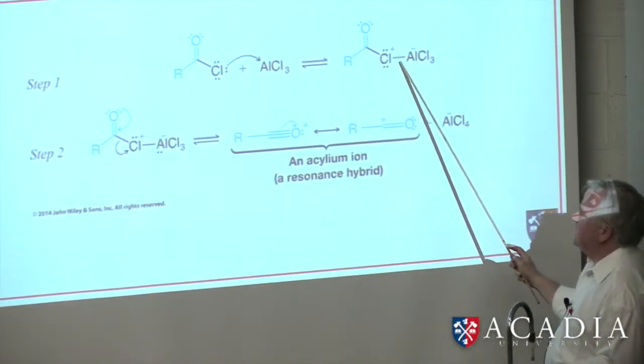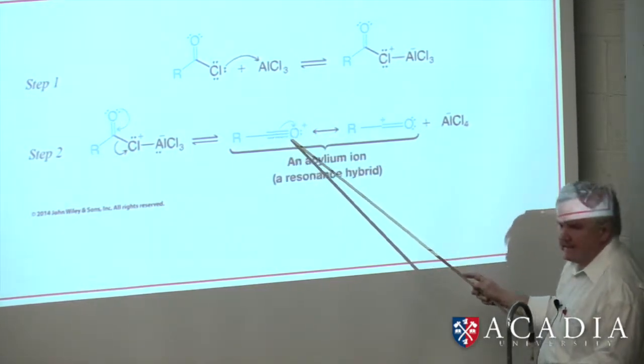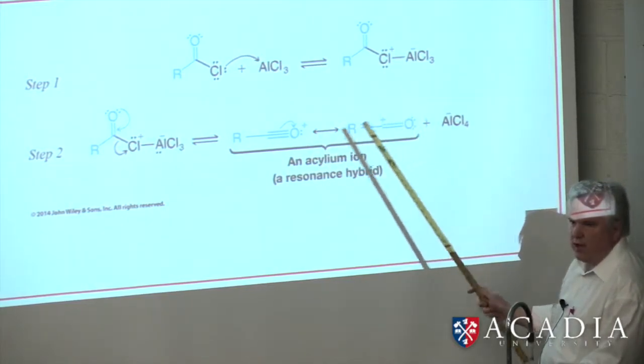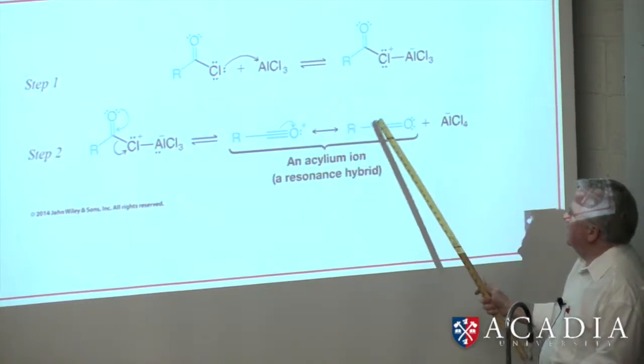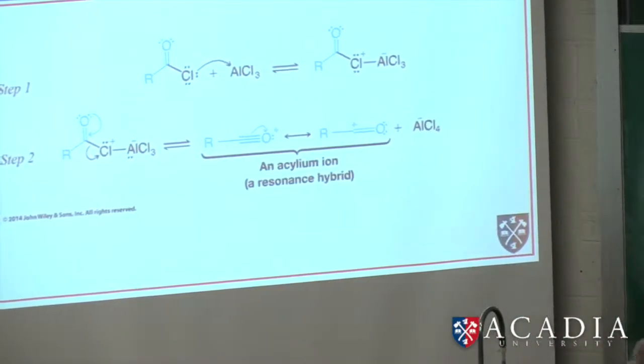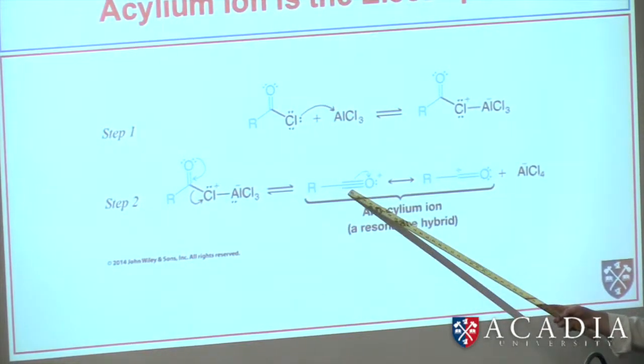This thing now is fairly easy to break up because we get this acylium cation, and we can draw resonance structures. That charge is delocalized over the oxygen and the carbon. Which one of these is the more stable Lewis structure? Which one contributes more to the real structure? How many people think this one contributes more?